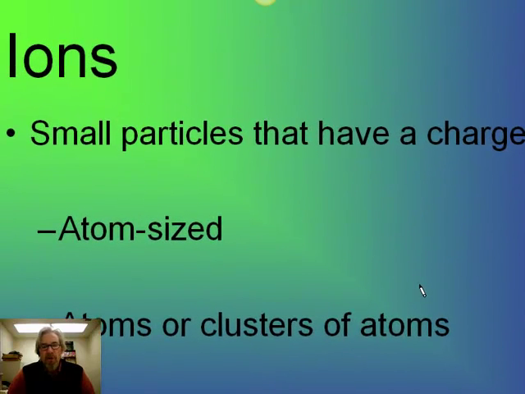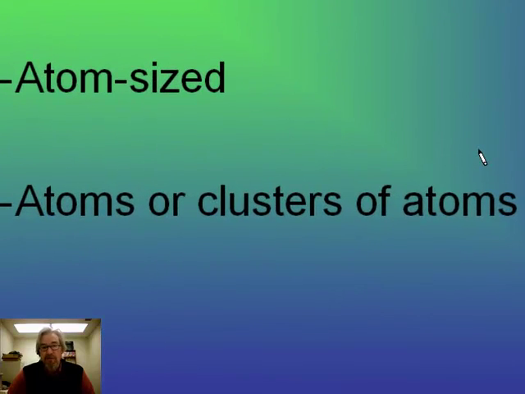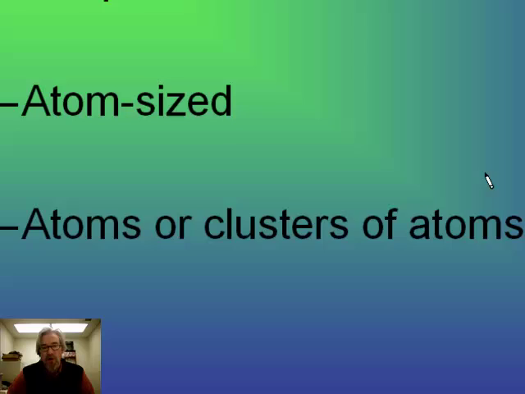To understand ionic bonding, we have to understand what ions are. And so today's video is going to be an introduction to the idea of an ion. Ions are small particles that have a charge. Now, by small, we mean atom-sized. They might be actual atoms that have just been modified slightly, or they also could be little clusters of atoms that we call a polyatomic ion. Today we're going to talk just about the modified atoms, which are called monatomic ions.